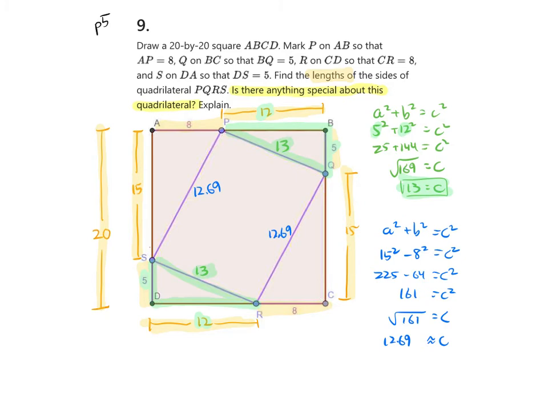We can use the same thing in the other triangles, 8 and 15, and we get C, something like that. So the last question is, is there anything special about this quadrilateral? And it certainly looks like it could be a rectangle. Boy, we should talk about that. I'm not going to give it away now.